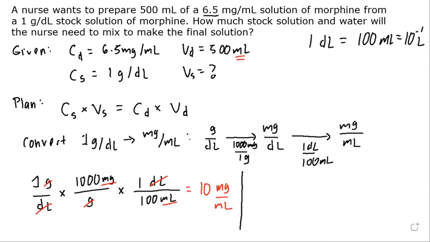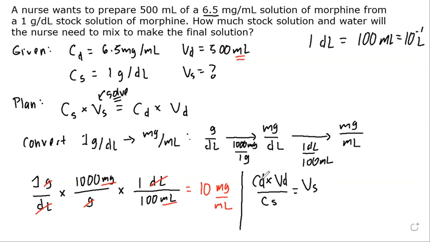So now we're ready to plug this in. We want to solve for Vs. So we're going to rearrange the equation to get Vs by itself, which means we're going to divide both sides by concentration of stock solution to get CD times VD divided by CS equals Vs.